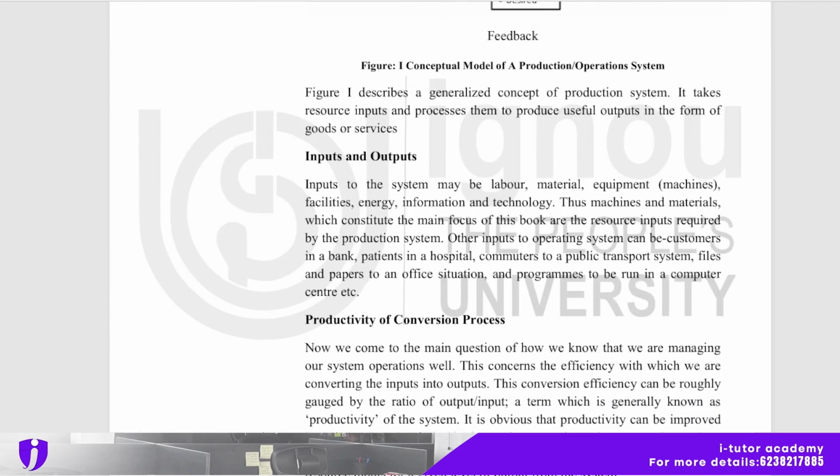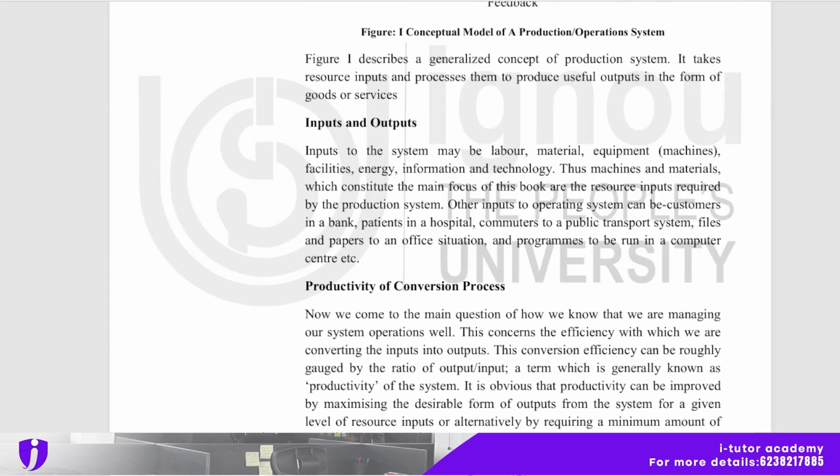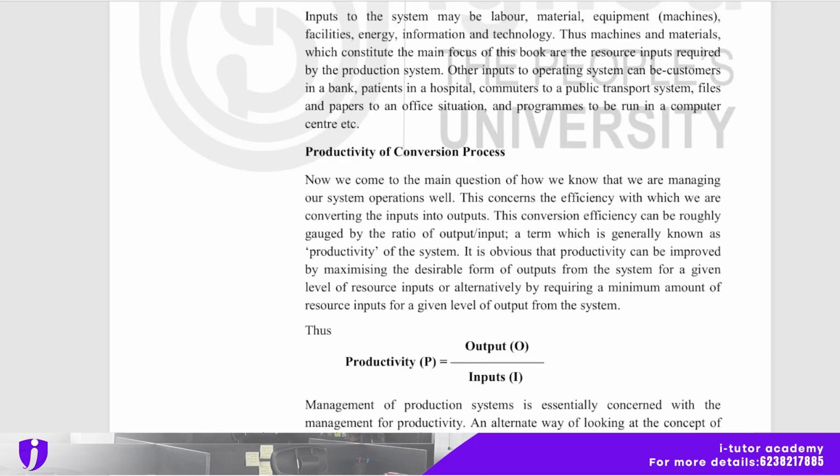So input, we already discussed what is input. It's the starting stage of the production system. Input to the system may be labor, material, equipment, machines, facilities, energy, information and technology. These are inputs.